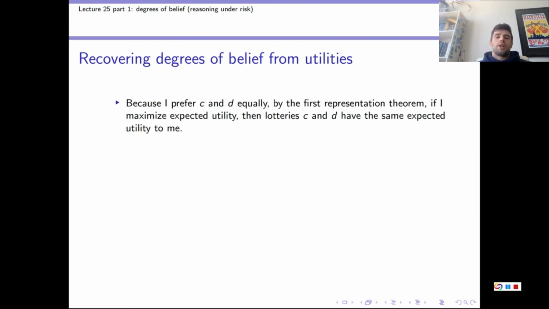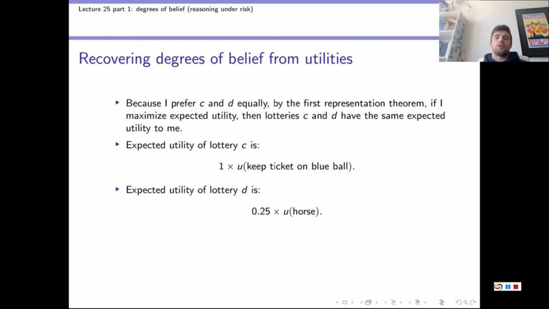So because I'm indifferent between lotteries C and D, I prefer them equally. So by the first representation theorem, if I'm maximizing expected utility, I assign the same expected utility to each lottery. The expected utility of lottery C is U of keep my ticket on a blue ball, and the expected utility of lottery D is 0.25 times U of horse. So by the representation theorem, these things are equal, and so U of keep my ticket on a blue ball is 0.25, because again, remember, U of horse is just 1.